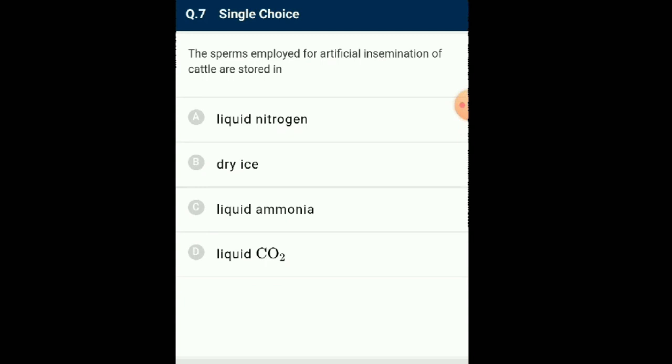Question number 7. The sperms employed for artificial insemination of cattle are stored in. Artificial insemination is the process of introduction of semen artificially into the reproductive tract of female cattle. It involves the collection of semen from a desirable healthy bull by stimulation, stored at minus 79 degrees Celsius to minus 196 degrees Celsius in liquid nitrogen. It is commonly called cryopreservation. So the answer for this question is option A, liquid nitrogen.